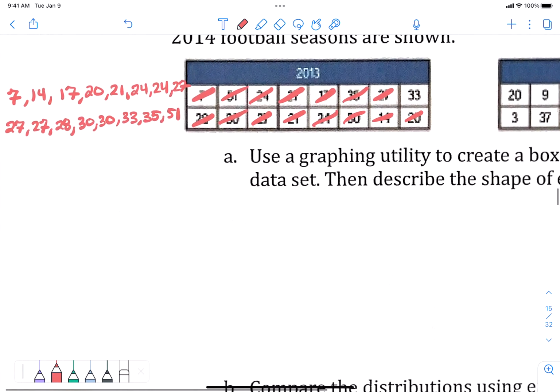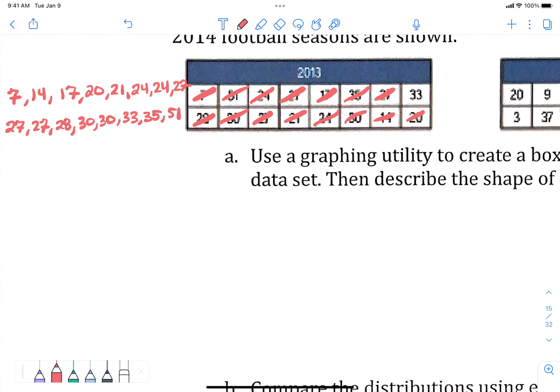Okay, let's do the 5-number summary. So min, max, median, Q1, Q3.